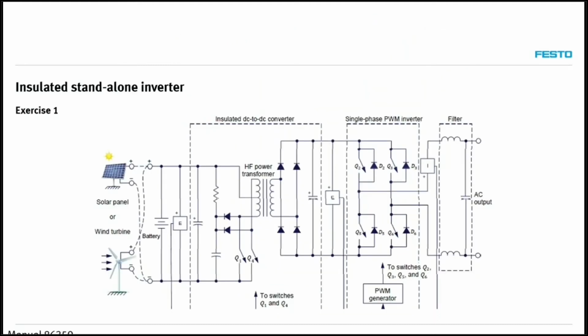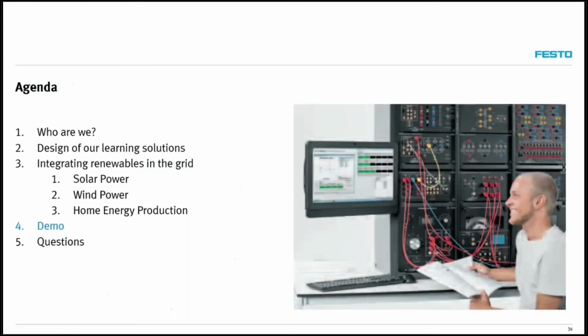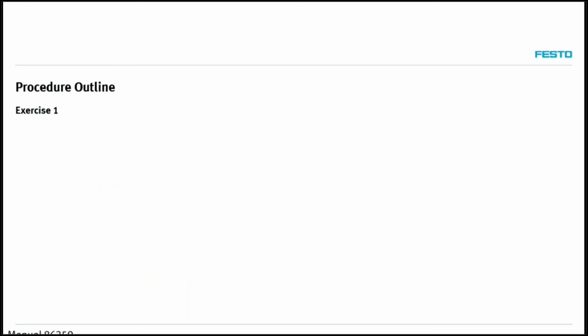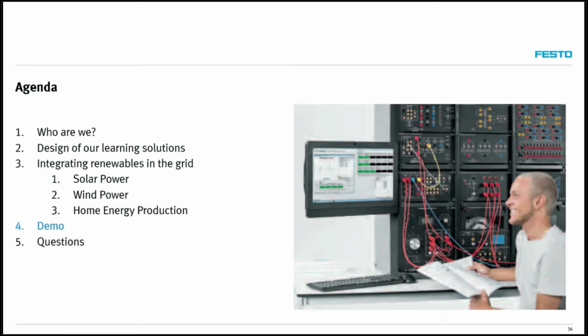So here is an example of a circuit that is done in another exercise with the insulated standalone inverter. Insulated because we use a transformer between the DC side and AC side to insulate both aspects of the circuits. There are other circuits, of course, for grid tied with DC to DC converter, without DC to DC converter. So all of this is covered in the manual.